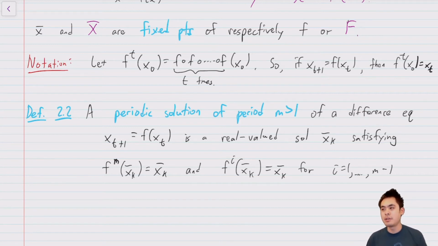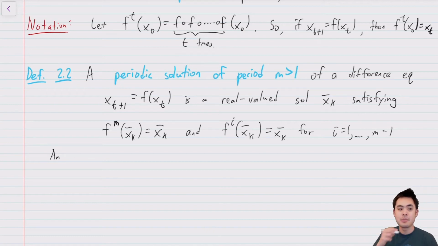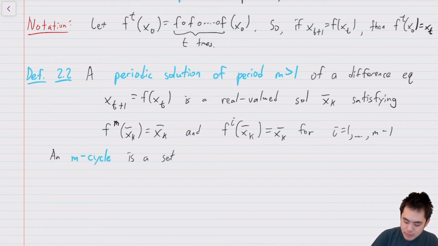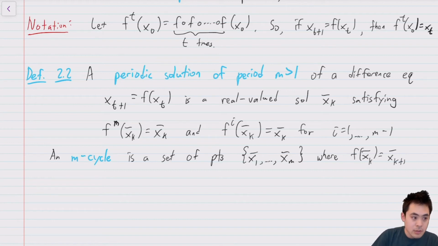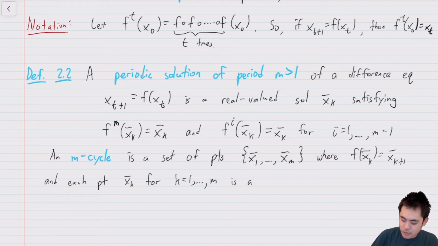Basically, if we say it has a period of m, we want that to be the smallest possible period. If it returns earlier, then the period is actually something much smaller and not actually a period m. And we'll call the path that the solution takes an m cycle. An m cycle is a set of points x1 bar through xm bar, where f of x k bar is equal to x k plus 1 bar, and each point x k bar for k equal to 1 through m is a periodic solution of period m.